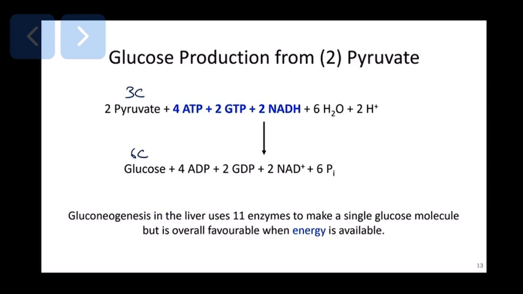All right, so I'm going to put up a Mentimeter question. What I want you to do is take a look at the pathways and see if you can figure out where the ATPs are coming from. Okay, where are these 4 ATPs going to come from?